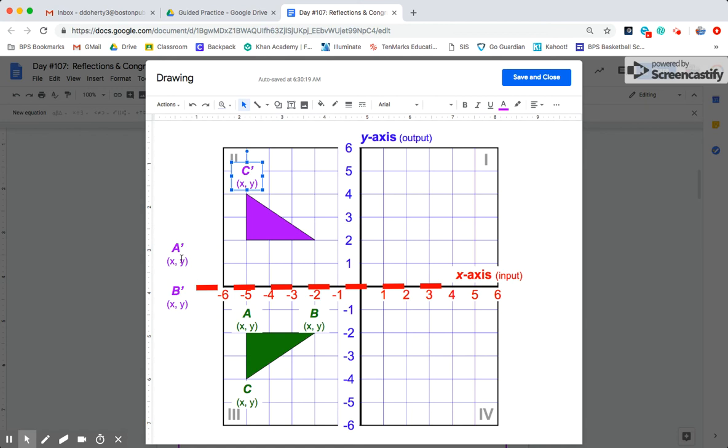Go ahead, label the other points. A comes in there, and you'd pull B over to there. And we see when we do a reflection that our point C flipped all the way from the bottom of the triangle, and now it's pointed up at the top of the triangle.